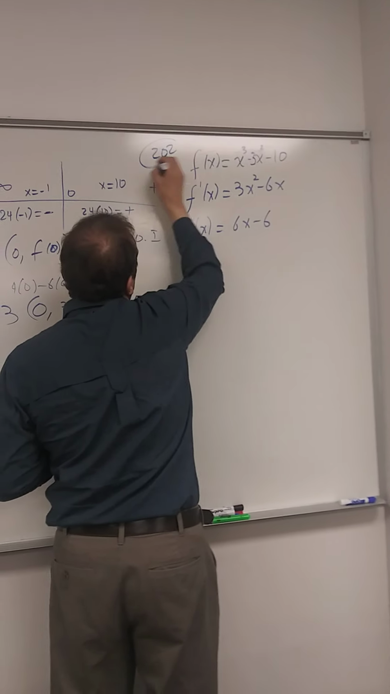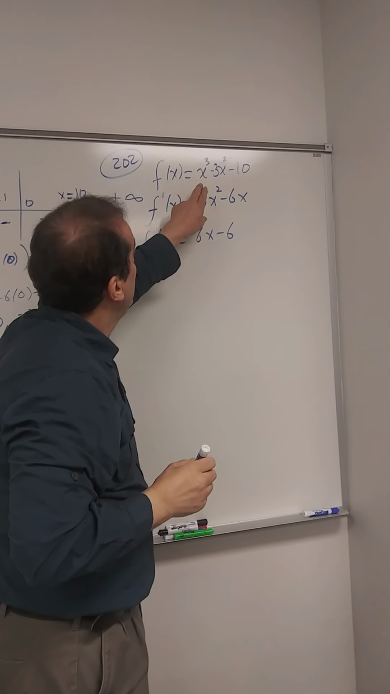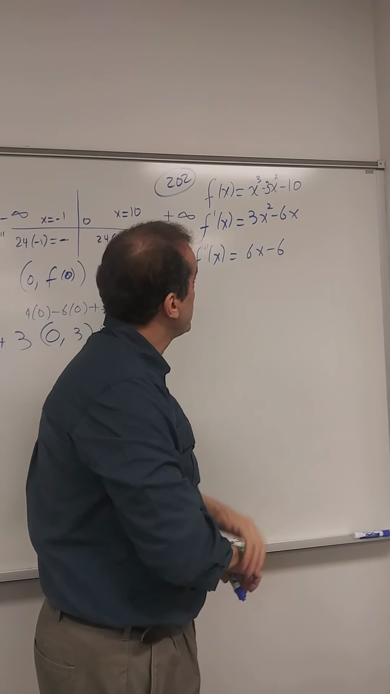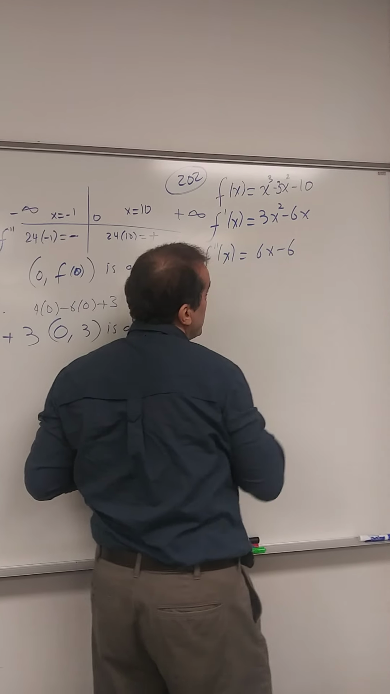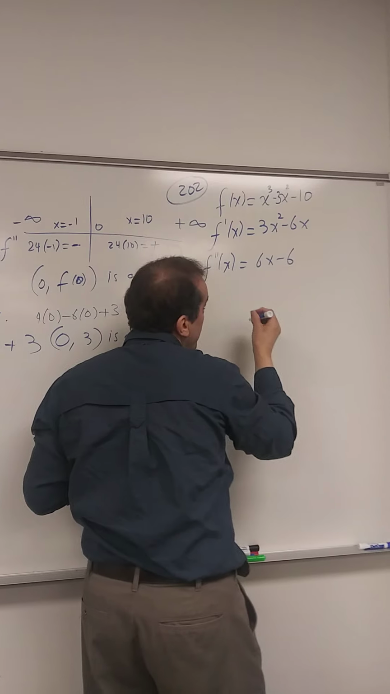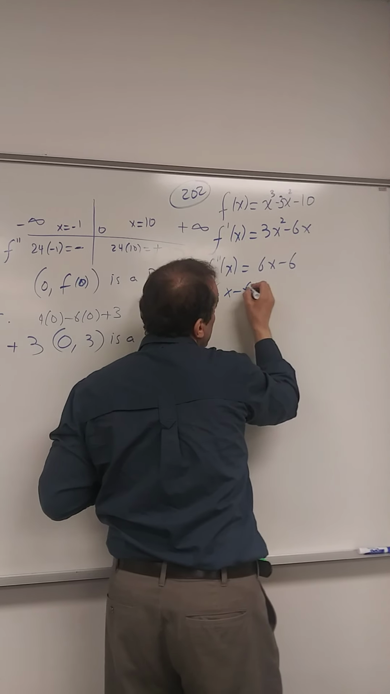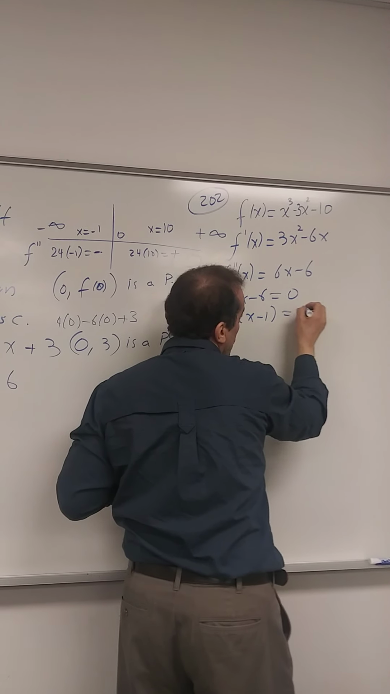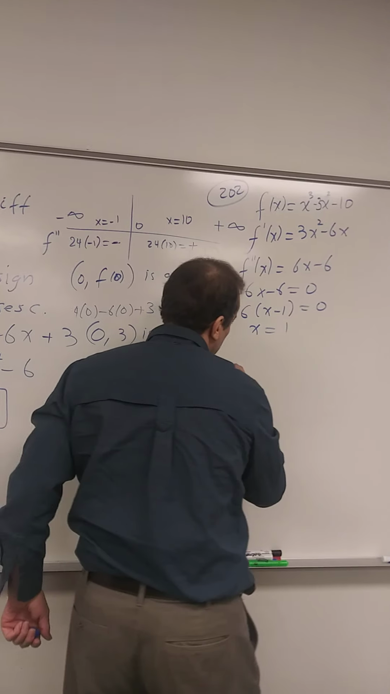Example 2. Let's find if there are any points of inflection of the graph of this function: x cubed minus 3x squared minus 10. The derivative of this function is 3x squared minus 6x. The second derivative would be 6x minus 6. And we need to set this equal to 0. So 6x minus 6 equals 0, 6 times (x minus 1) equals 0, that means x equals 1. So x equals 1 is a special point, okay?